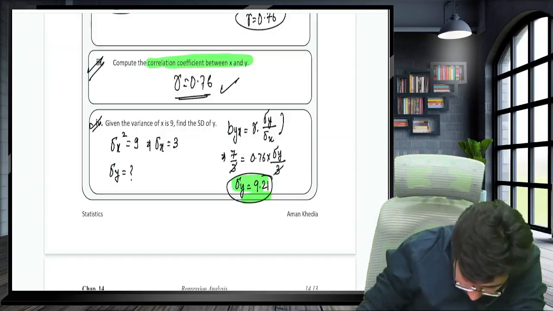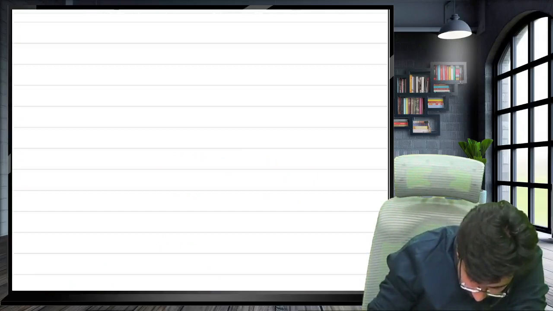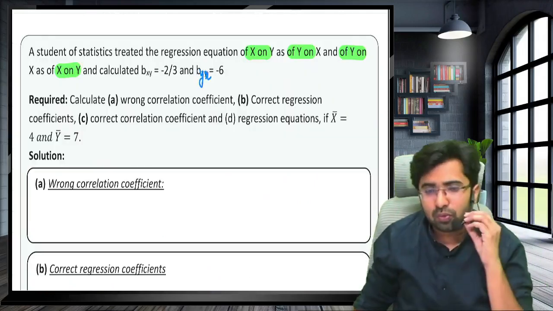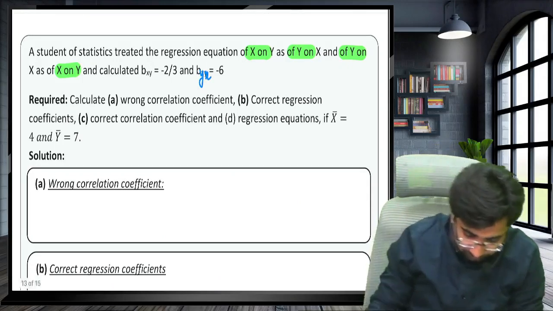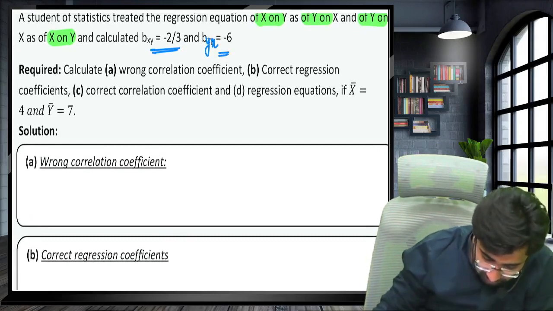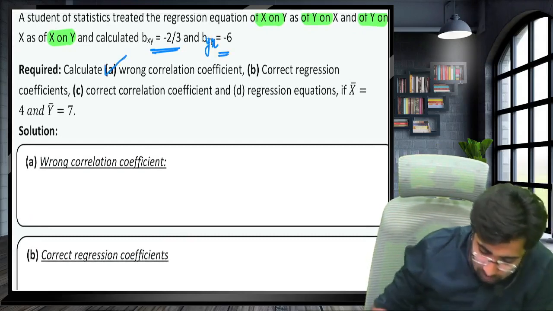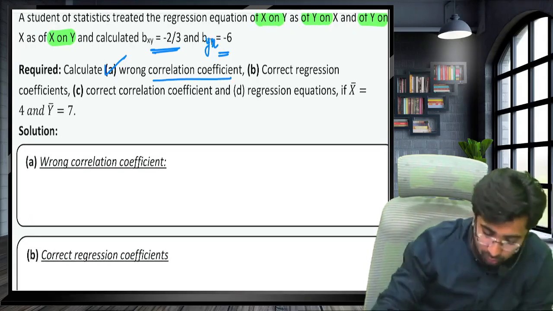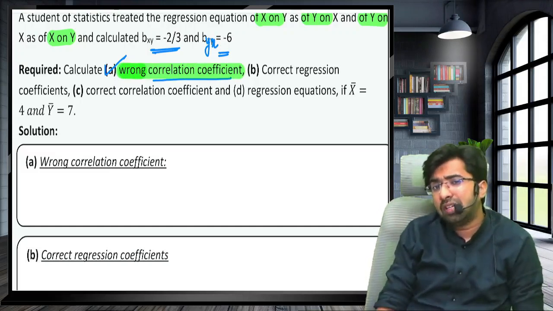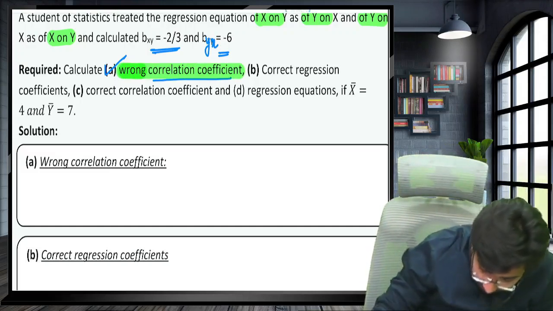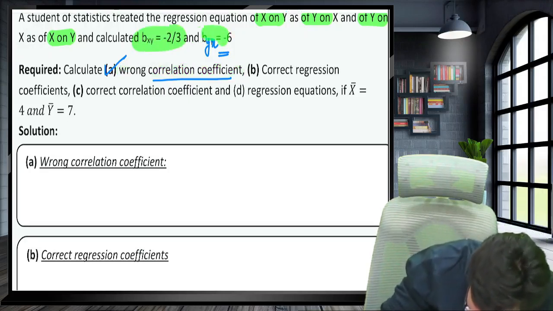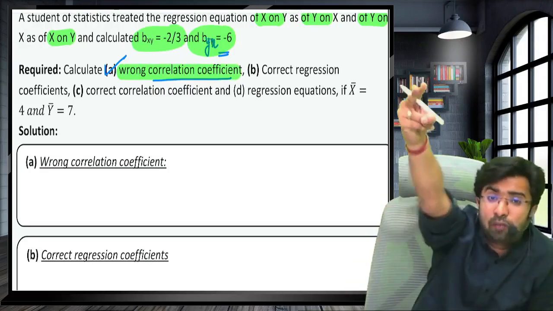Guys, make this y on x. Okay, first one is x on y and second one is y on x, and calculated bx on y and by on x. Calculate the wrong correlation coefficient. Guys, compute the wrong one, I am not asking for the right one. How will you get the wrong correlation coefficient? No sir, this is not correlation, this is regression. Guys, don't get confused. This is the regression coefficient. I am asking for the wrong correlation coefficient.